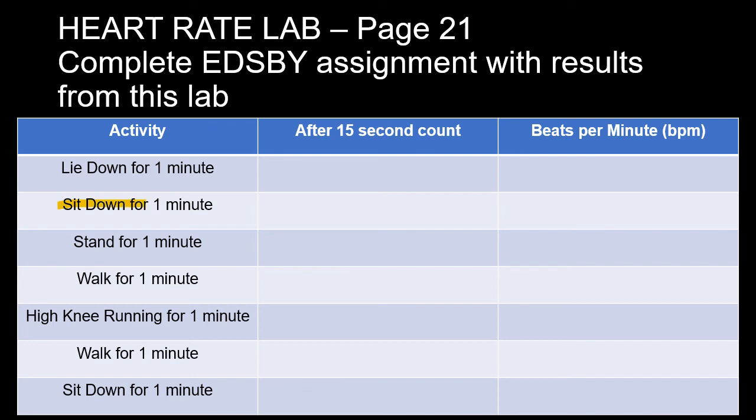After you take your heart rate, after the 1 minute, then you're going to stand. After you take your heart rate, do walk. And continue down this method here. After you finish everything, then you can multiply this 15-second count by 4, and you can write in the beats per minute on each of these sections on the right-hand side. Please make sure, again, you do not take 2 or 3 minutes between each exercise. Try and make it as continuous as you can.